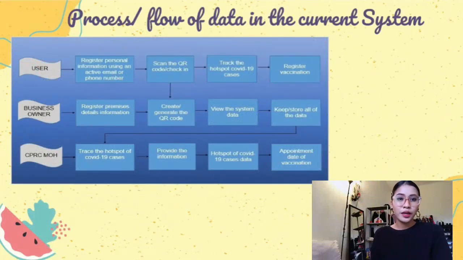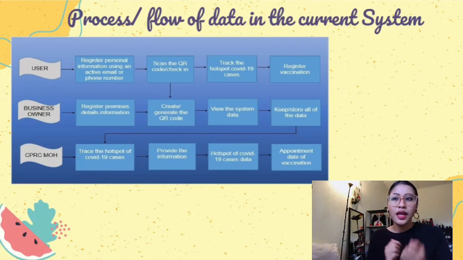So I will continue and explain the process or flow of the data in the current system. First, the public user. They need to download and install this MySejahtera application, and register their personal information using an active email or phone number. This is to ensure that the government may implement safety controls to guarantee the safety of all public users by developing this method to detect persons who have had close contact with COVID-19 patients. Using this application, these individuals will be notified to check for the prevention of this disease, which is spreading all over the place and may endanger the lives of many people.